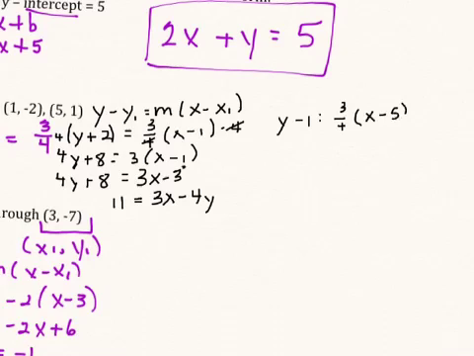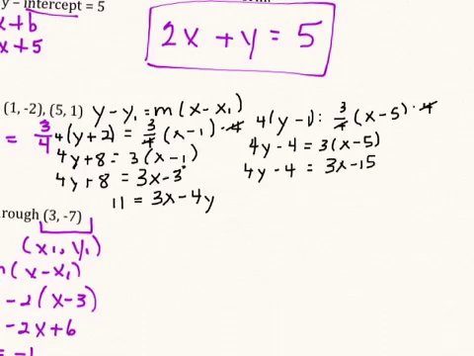And just like before, I'm going to multiply the 4 on both sides to clear out that fraction, which makes that cancel. And so I'll have 4y minus 4 equals 3 times x minus 5. And then 4y minus 4 equals 3x minus 15. My 3x is already positive, so I'll subtract the 4y to be with it, and I'm going to add the 15 over to the 4. And so you can see it doesn't matter which point I use, I'm going to get the same thing.